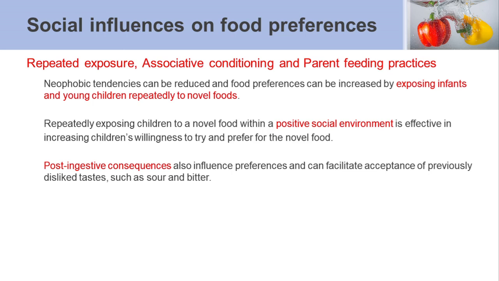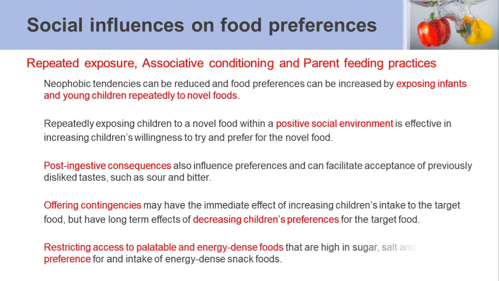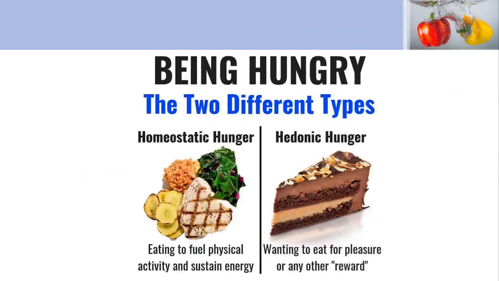Parental feeding practices greatly influence food preference of children. Offering contingencies or rewards may have an immediate effect in making the child eat the food, but later in life, the child may not prefer to have such foods. Parents usually restrict children from having sweet and energy rich foods like candies, ice creams, etc. But this restriction increases the child's preference for such energy rich snack foods.